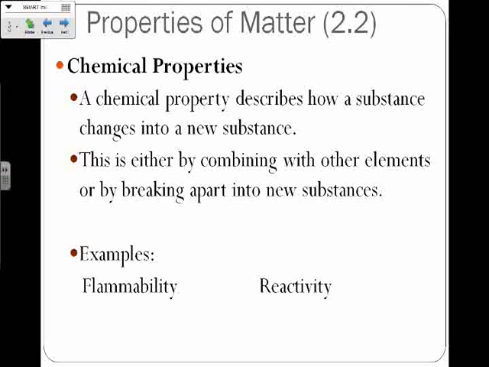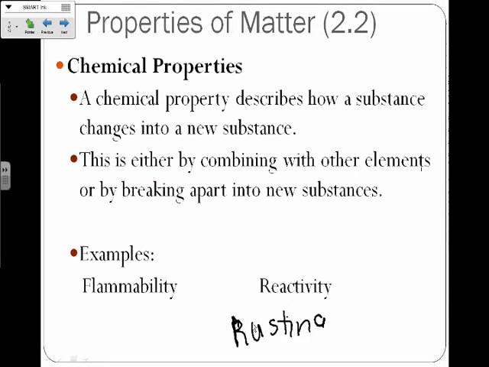And I want to add a third one that you need to add into your notes. The reason I don't have it on here is because it's actually reactivity, but some of us don't know that. So I want to make sure we know that rusting, that is the air reacting with metal, so it's reactivity, and so it's a chemical property. Make sure you know that rusting or rust is a chemical property.